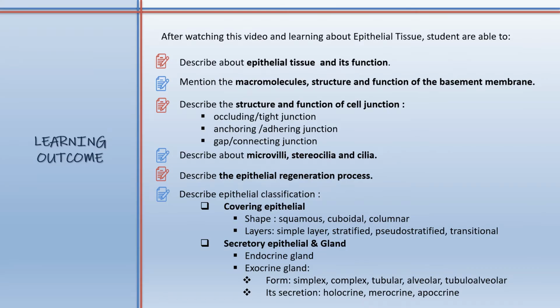This is the learning outcome of epithelial tissue. After watching this video and learning about epithelial tissue, students are able to describe epithelial tissue and its function, mention the macromolecules structure and function of the basement membrane, and describe the structure and function of the cell junction. There are three types of cell junction: occluding tight junction, anchoring adhering junction, and gap connecting junction.